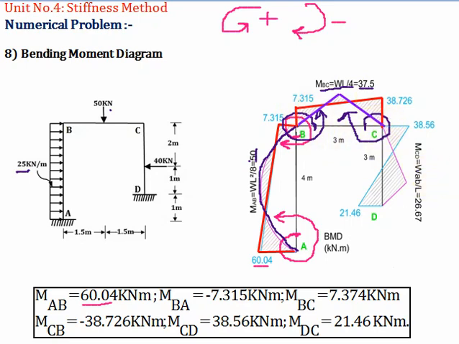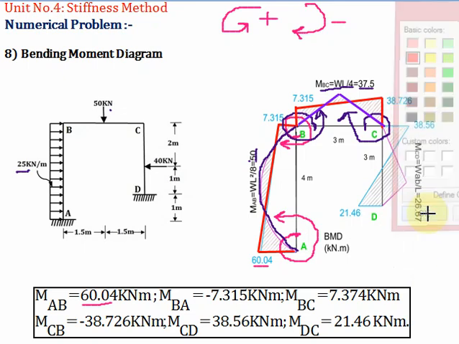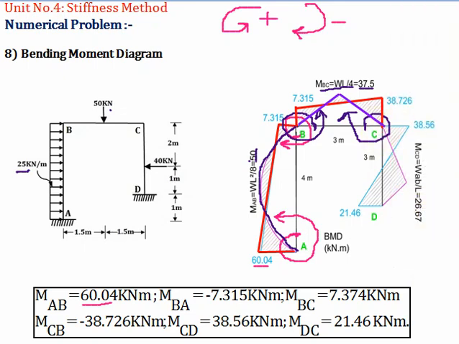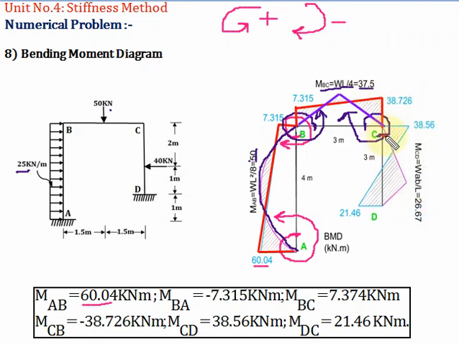Okay, now the last member is CD. Okay, keep the pen nearer to which joint? C joint. Okay, and now what is the moment in member CD? It is plus 38.56. Plus means anti-clockwise. Rotate the joint C in anti-clockwise direction and cut the member CD once. Okay, here what is the value? 38.56, which is on the right hand side of the line CD.